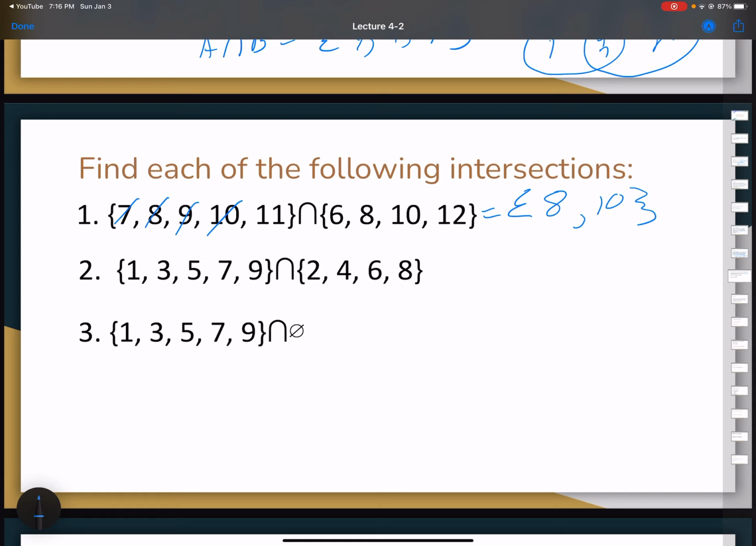In number 2, they don't have a 1, they don't have a 3, they don't have a 5, they don't have a 7, and they don't have a 9 in common. So we end up with the empty set. We end up with two sets that have nothing in common, so their intersection is empty. Number 3 is a set intersect the empty set. Well, the only element they have in common is nothing, so they only have the empty set in common. So that is the intersection of those three problems.